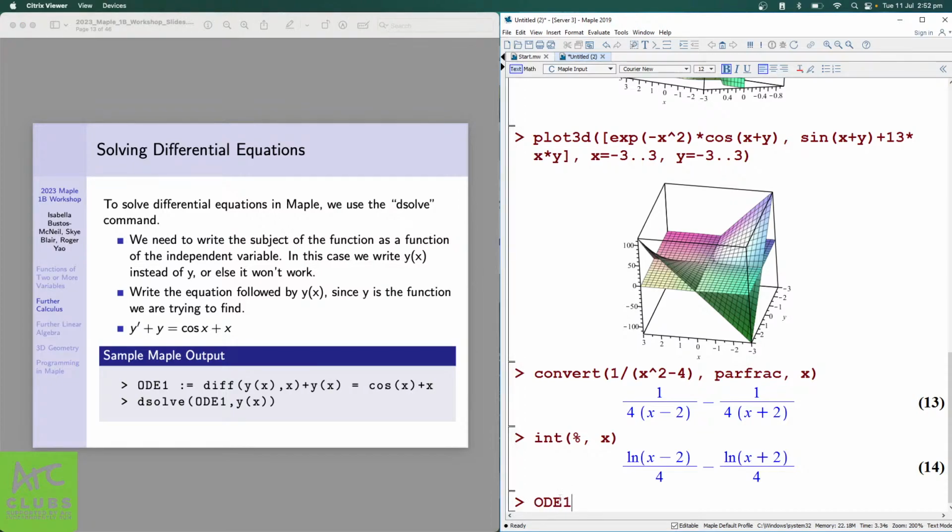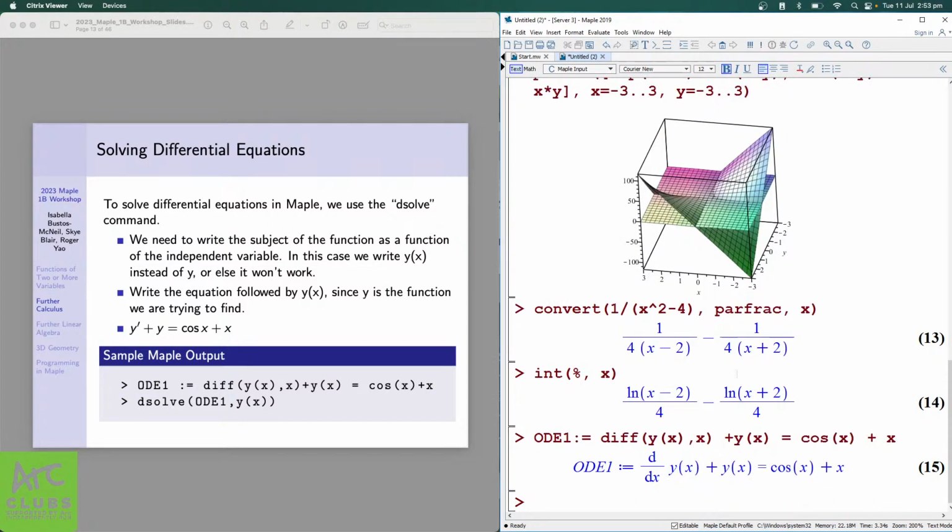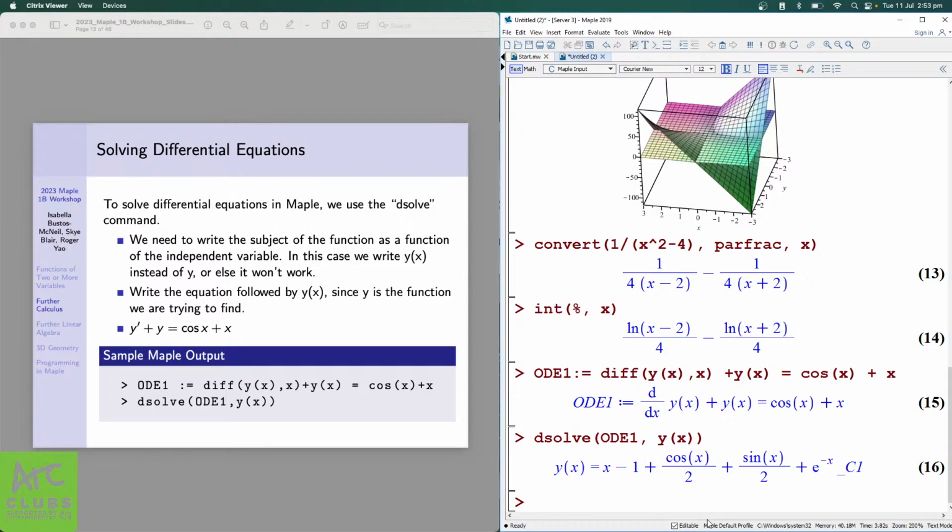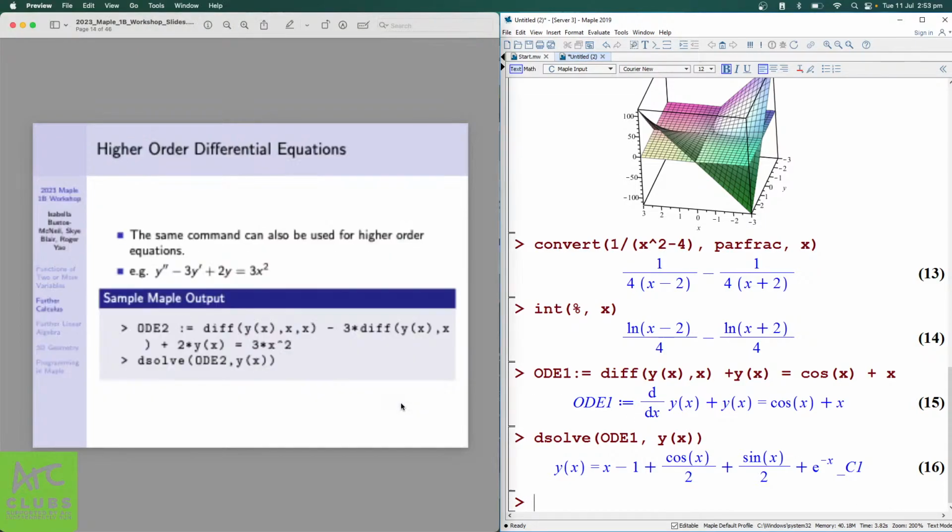So for example, if we're doing y dash plus y equals cos x plus x, we can define that as ODE1. So we want to differentiate y of x with respect to x, plus y of x is equal to cos of x plus x. And as we can see here, it's exactly what we want. It's always good to check the output after you enter it in, just to make sure. And so then we can do dsolve of ODE1 for y of x to solve the differential equation. And that's our solution with a constant at the end.